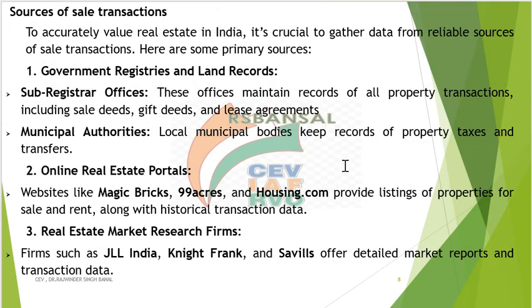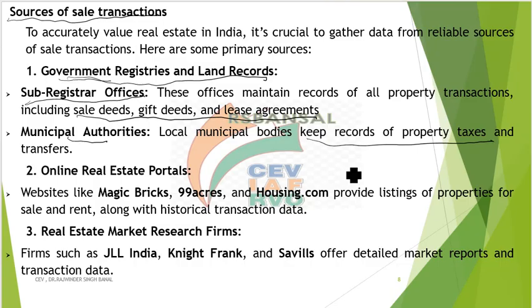So what are the sources of sales transactions, which we have already discussed. You can get the data from the land records from government registries such as the sub-registrar's office, where the sale deeds, gift deeds, and lease agreements are registered. Then from the municipal authorities, who keep records of property taxes and transfers. Then, as we already discussed, online real estate portals such as Magic Bricks, 99acres, housing.com.